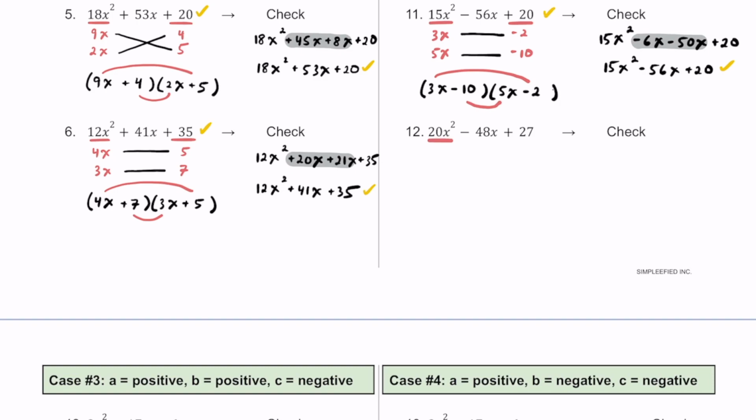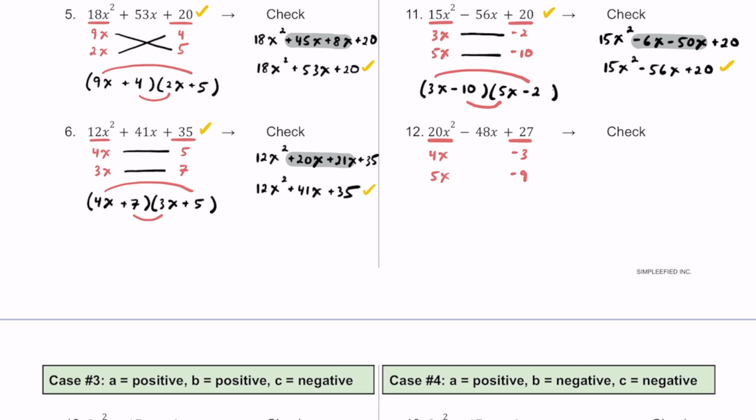So for 20, we got a lot of factors here: 1 and 20, 2 and 10, 4 and 5. I'm going to start with 4 and 5, just because they're the closest ones together. And then for 27, we have 1 and 27, 3 and 9. Let's go with -3 and -9 and see if this works. So this will be -12 and -45, which combines to make -57.